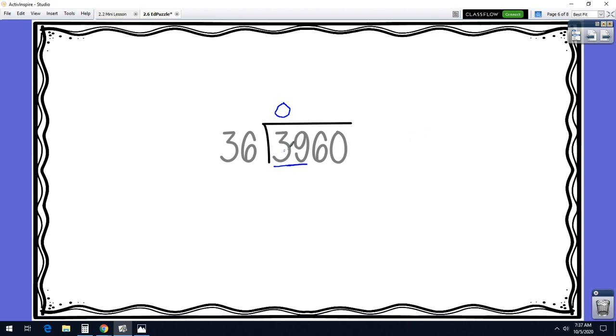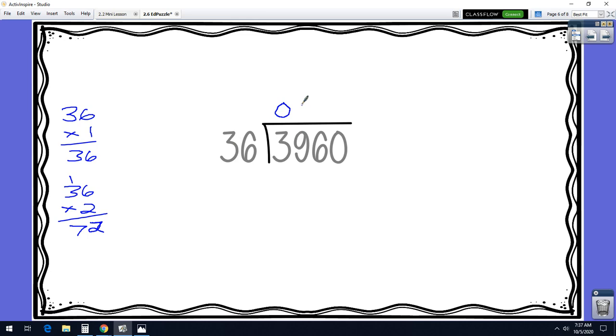It's going to fit into those 3900s just once, right? 36 times 1 is just going to give me 36. If I was going to do 36 2 times, that's going to give me a number that's too big. That's going to give me 72. That's too big. But again, I'm not going to erase that because it can be helpful to me later.